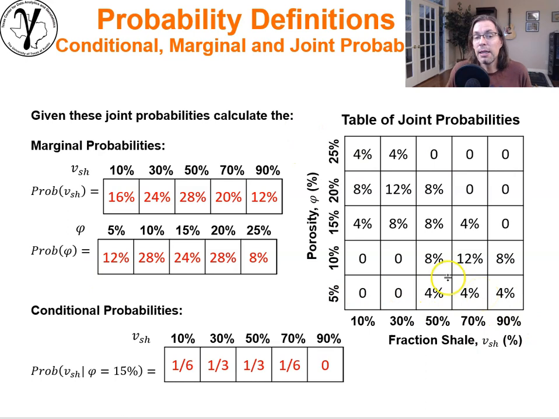Not a big deal. The conditional probabilities from this joint probability table are very straightforward. We just shrink our universe. We said given porosity equals 15%, and porosity equals 15% is right here. This part of the table is the whole world now. So the conditional of V shale equal 10% is simply the case of 4% divided by 24%, which is equal to 1/6. 8% divided by 24% is 1/3, and so forth. We shrunk our universe. Every time you hear a conditional probability, think about shrinking your universe.